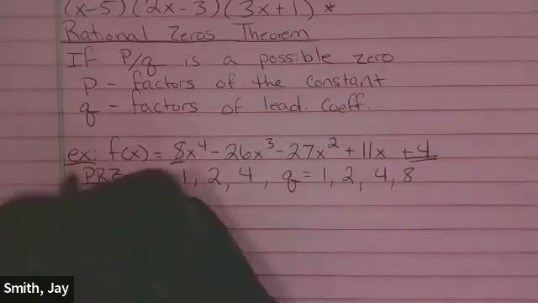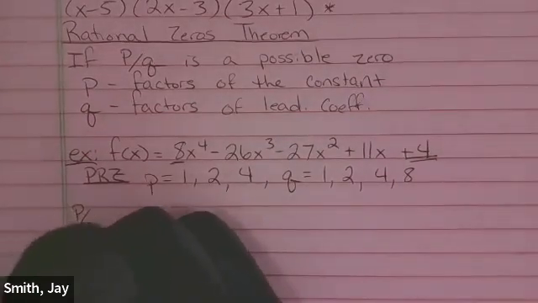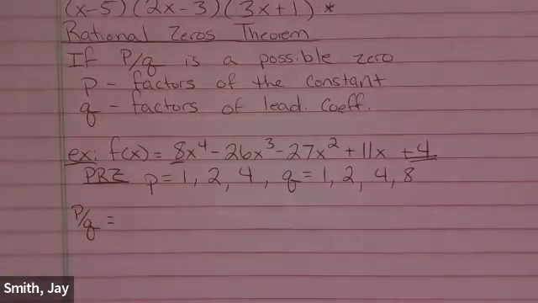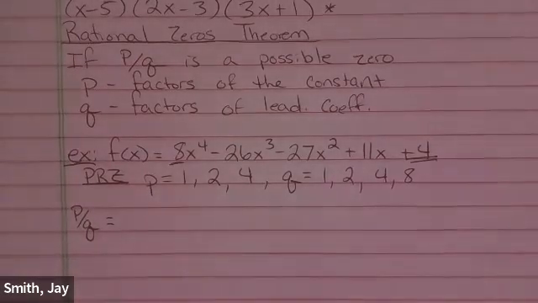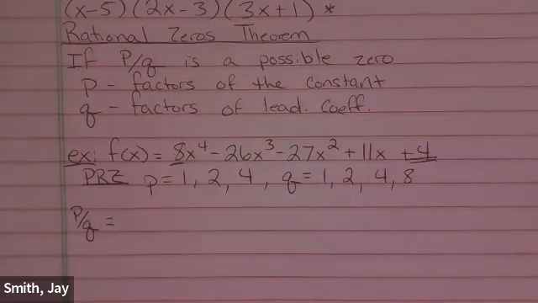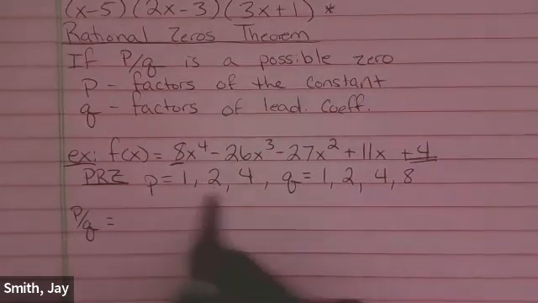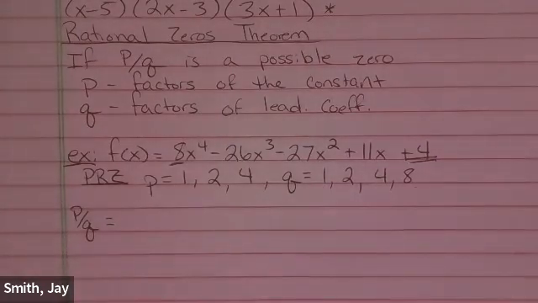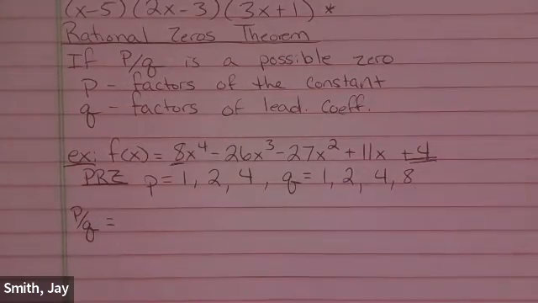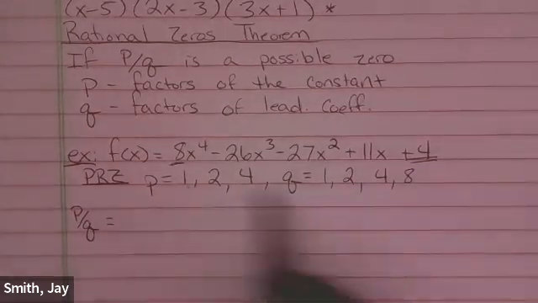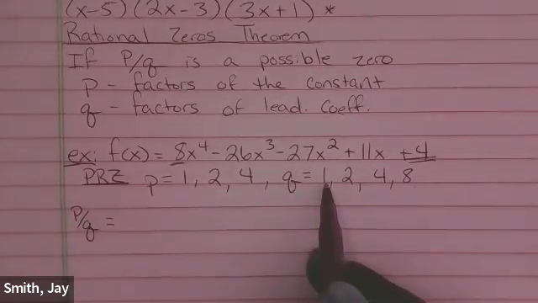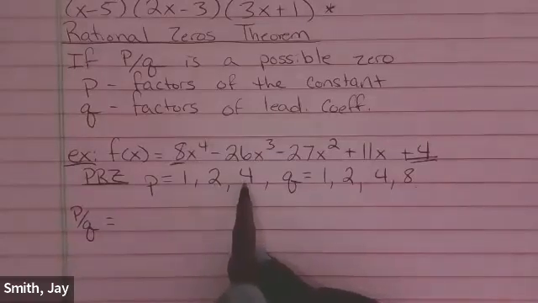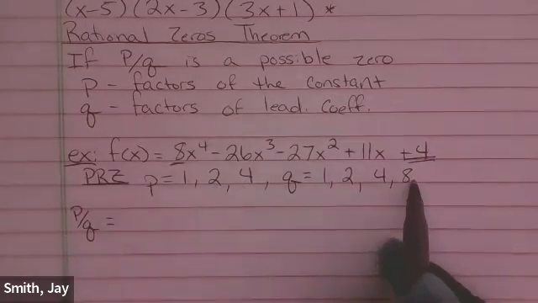Now, what we're supposed to do is take the factors of P, put them over the factors of Q, accounting for the positive and negative combinations of each and every one of those integers. So our factors of P, 1, 2, and 4, need to be over each and every one of these factors of Q. Keeping in mind that if it repeats or if it reduces down to a zero that we already accounted for, there's no need for us to write it again. So the way that I think of it, anything over 1 is itself. So just to be clear, I'm putting 1, 2, and 4 over each and every one of these integers.